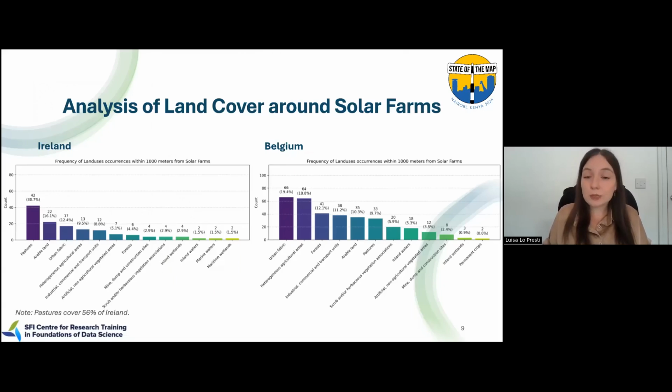Something that may be interesting to observe in Belgium is the coexistence of agricultural areas and solar farms. This is interesting because it may create agrivoltaics opportunities that have several potential positive impacts, such as improved crop yielding, decreased water usage, and enhanced soil moisture retention.